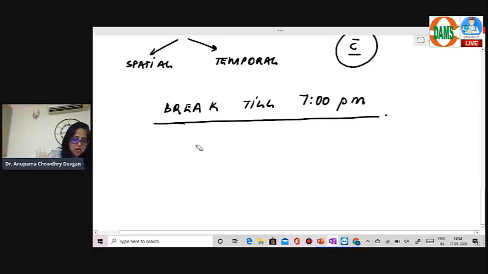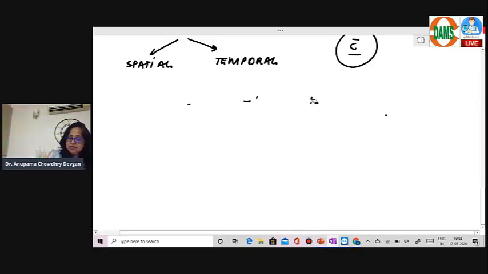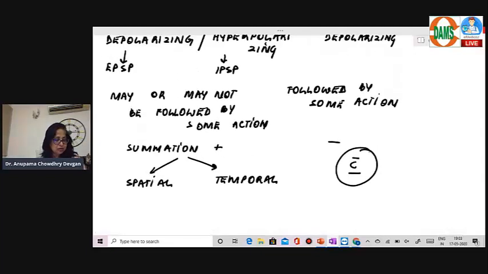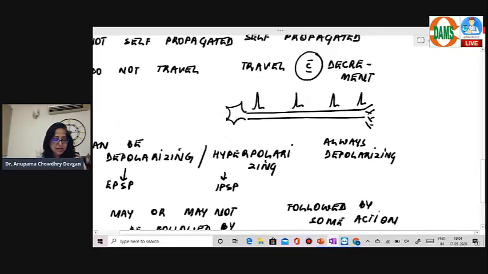Can someone tell me where the file section is? Okay, all right. So we were discussing what are the differences between a local potential and an action potential.